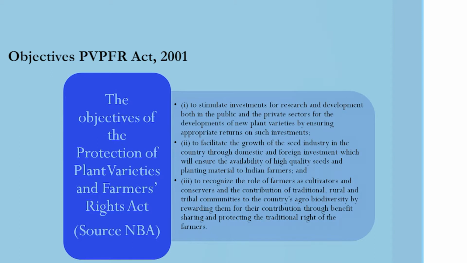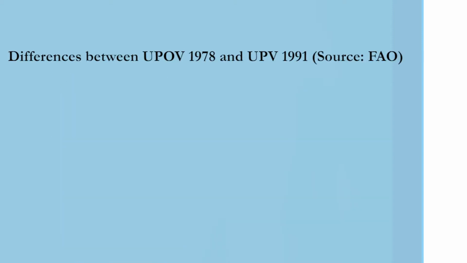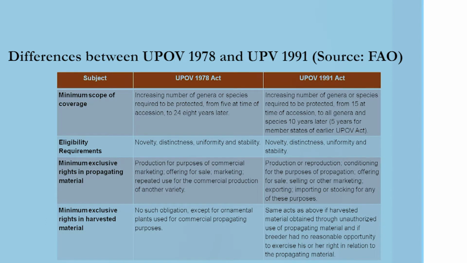With these three objectives in mind, let us now discuss the differences between the international regimes, that is the UPOV 1978 and 1991 regimes. In terms of the minimum coverage, the UPOV 1978 Act requires protection of 5 genera or species at the time of accession, rising to 8 later. In case of UPOV 1991, the number of genera or species required to be protected is 15 at the time of accession, rising to all genera and species within 10 years.